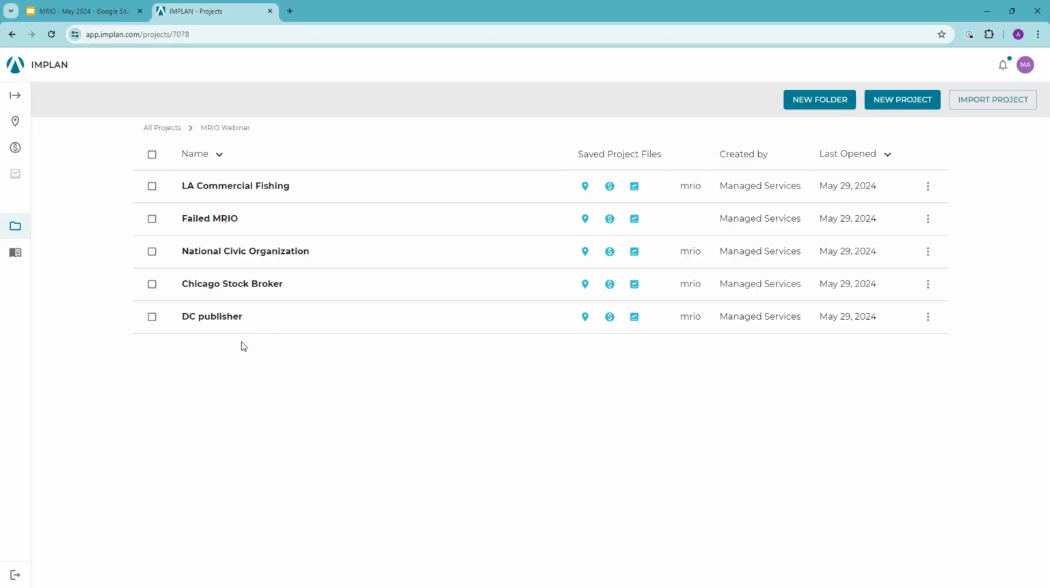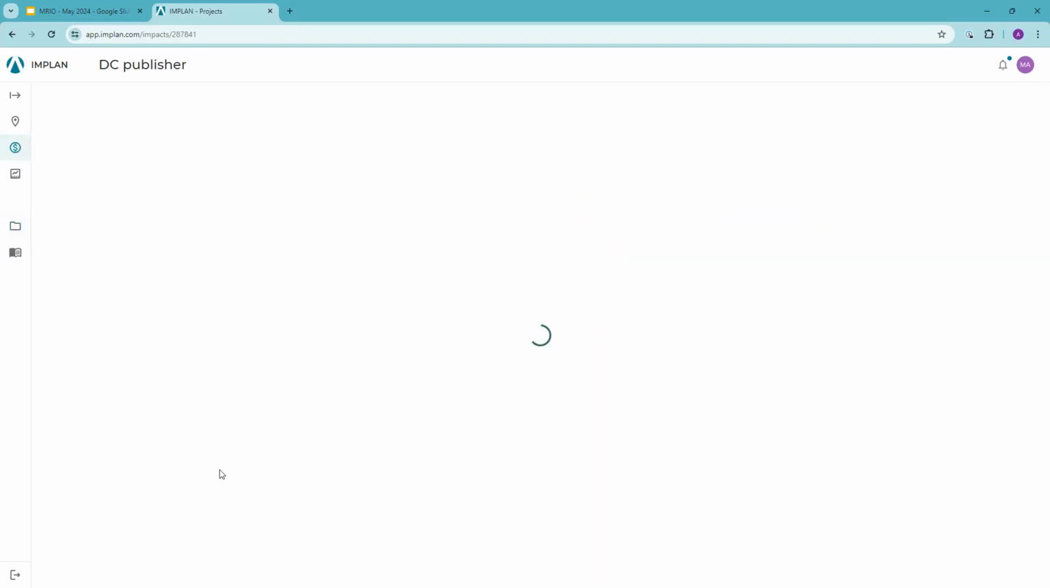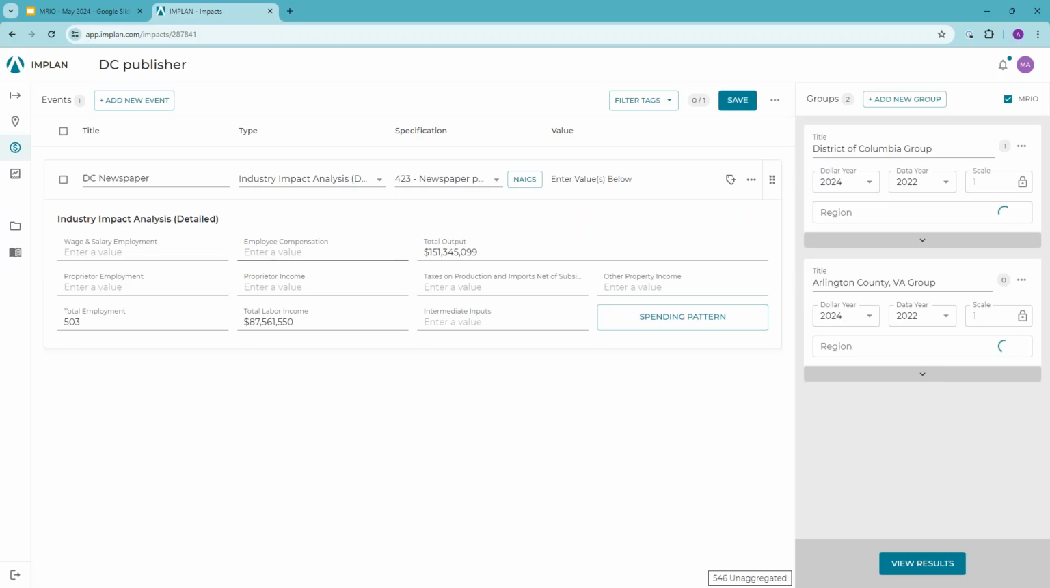multi-regional input-output analysis that we created using the DC area. So in this example, we looked at the publisher, a newspaper publisher. We looked at the effects of that publisher on DC, and then we linked it up to that Arlington, Virginia county group to see the effects from that. So in this case, again, we have one event in two regions that we've linked together, but they're two separate regions, DC and Arlington.